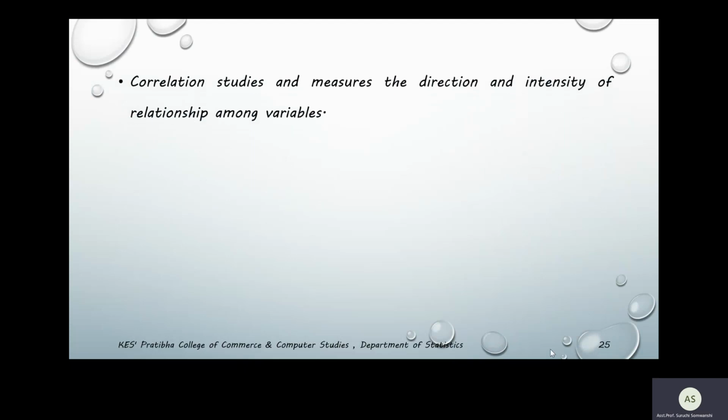Correlation studies and measures the direction and intensity of the relationship among the variables. How strongly the two variables are related with each other can be determined by using correlation. Also, it mentions the direction of their relationship.